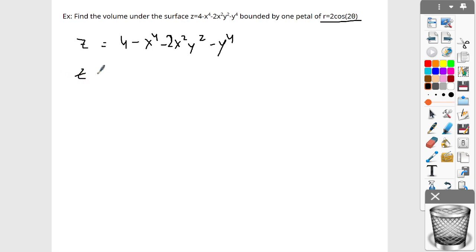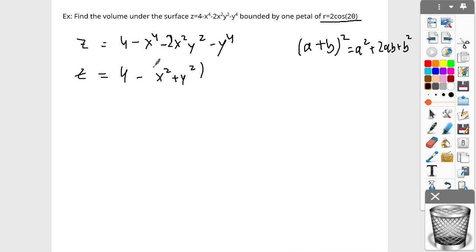So z is equal to 4 minus this. What's this? This is actually an application of (a plus b) all squared is a squared plus 2ab plus b squared. If you figure that out, then you realize that this is x squared plus y squared all squared, multiplied by a negative, which is a very neat trick, because this simplifies to 4 minus r squared squared, which is 4 minus r to the 4th.